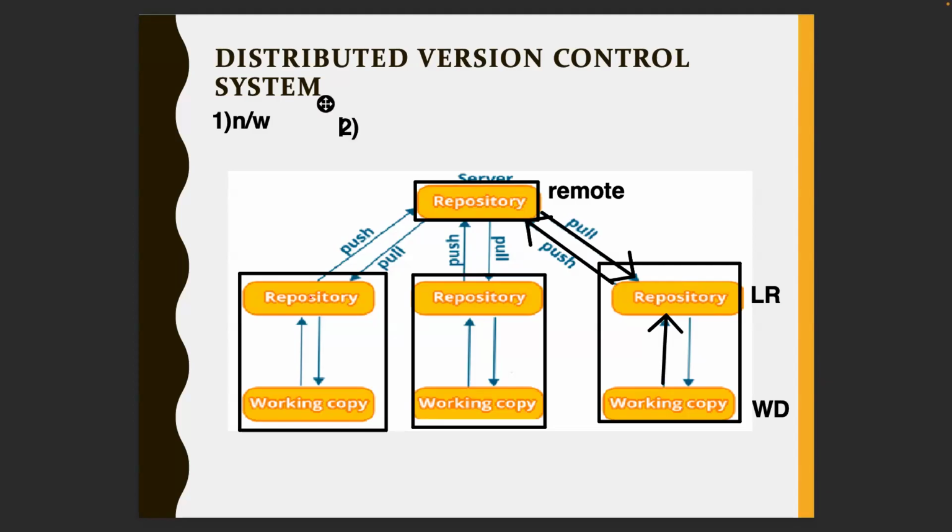And also, let's suppose the remote repository is lost. The chances of recovery are higher because every user or collaborator has a copy of the remote repository, which is local, right? Chances of recovery are also higher. So that's how distributed version control systems are more efficient than centralized version control systems.